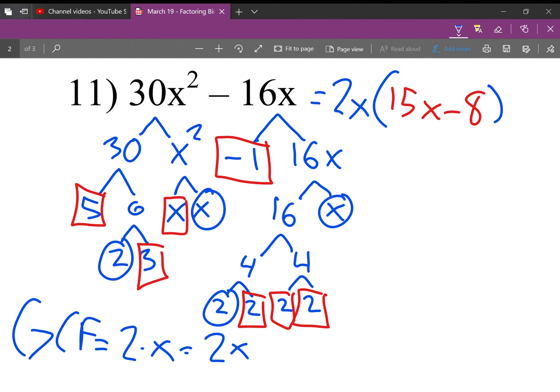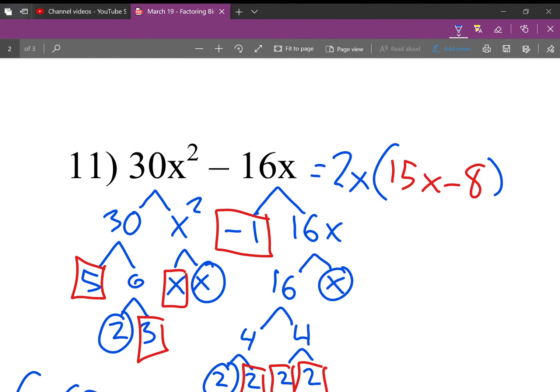And that's factored. Now, I don't know if I maybe didn't emphasize this enough, but factoring is the opposite of multiplying. So if you can imagine using the distributive property here, if you were to do 2x times 15x, well, 2 times 15 is in fact 30, and x times x gives us an x squared over here. And similarly, if you did 2x times this negative 8, well, 2 times negative 8 does give us this negative 16, and then we would have this x as well.